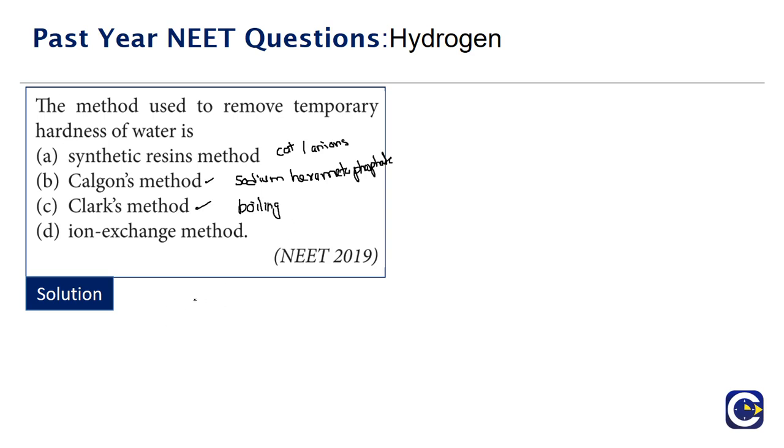So what happens when we boil is the bicarbonates will dissociate to produce the carbonates, and carbonates of the calcium and magnesium are insoluble. So what would happen is they will form a precipitate. So boiling and Klux method are the 2 methods that are used to remove the temporary hardness of water. Option D, ion exchange method, it's also called as the permutate method, where we will be using zeolites. So this is a method again for the removal of permanent hardness of water.